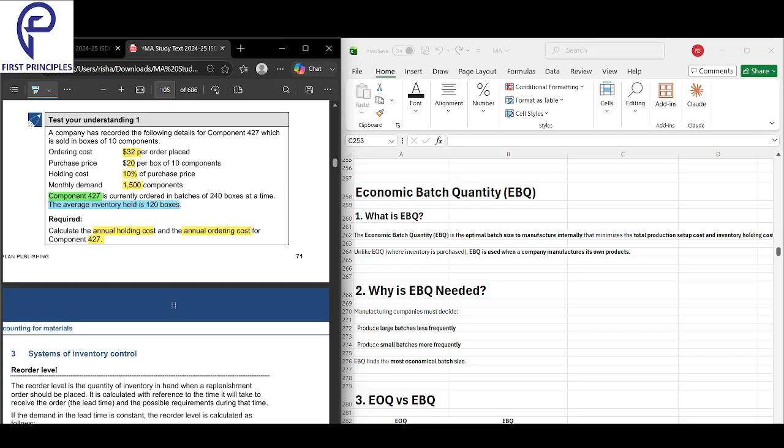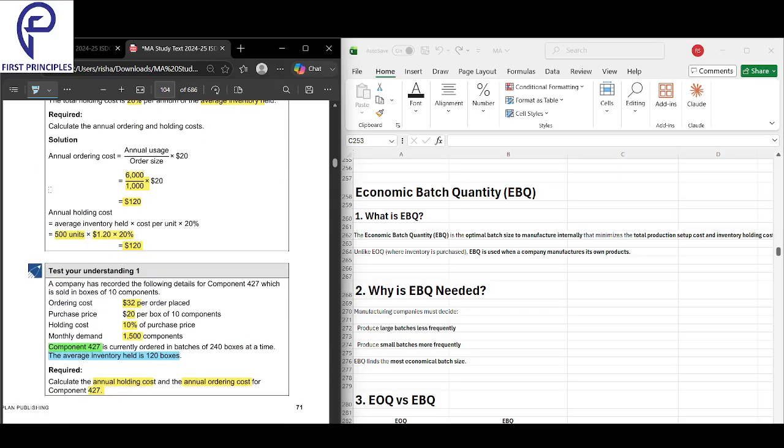So again, holding cost is your average inventory into the price per unit, which is $2, or $20 in terms of boxes. So $20 per box into your holding cost percentage, 10% of the purchase price. Literally the same way. In the earlier example, average inventory was 500 units; here average inventory is 120 boxes, into the cost per box of 20, into 10% in this case. So annual holding cost is done straightforward here.